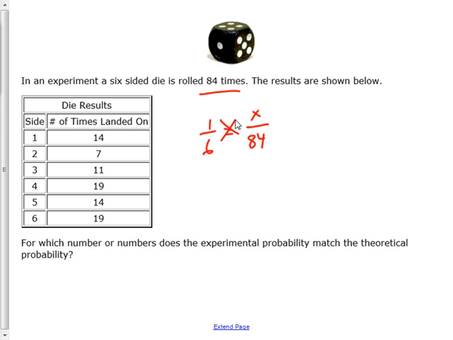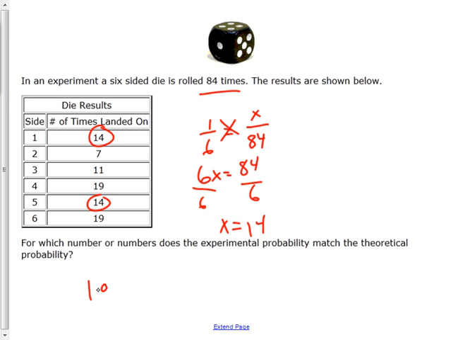Let's cross multiply. So we get 6x is equal to 84. Divide both sides by 6. And we're going to get x. 6 goes into 8 once, there'd be 24 left over. 6 goes into 24 4 times. So every time where it's a 14, they match. The experimental probability matched the theoretical probability. So for which number or numbers does the experimental probability match the theoretical probability?